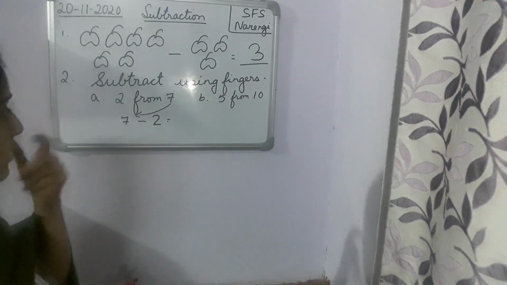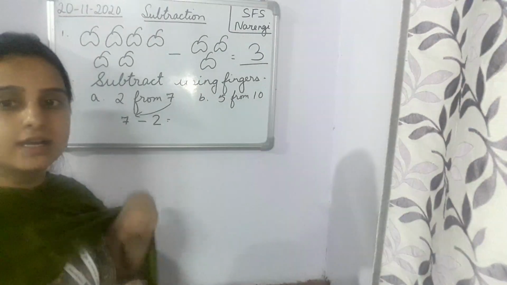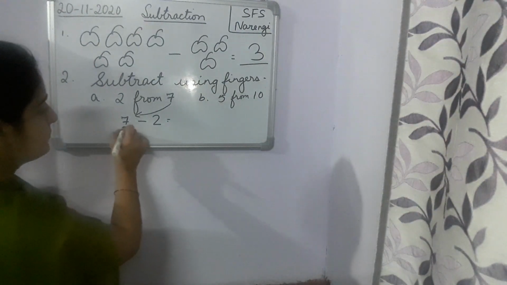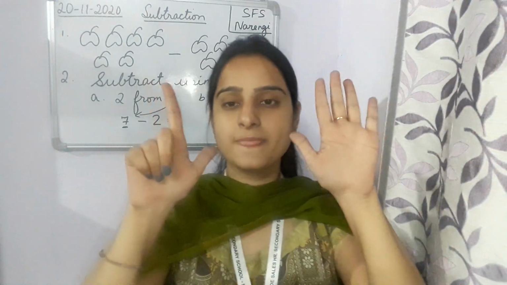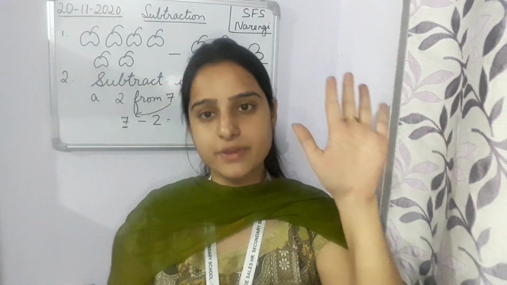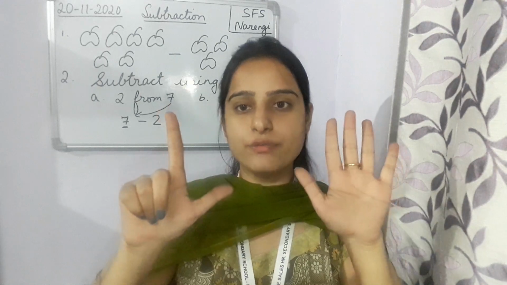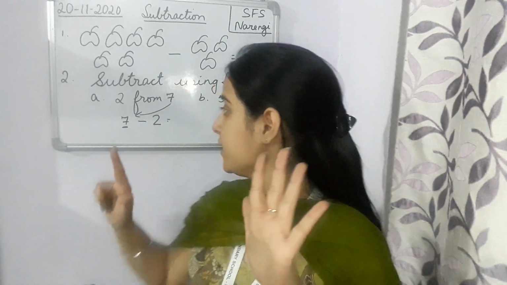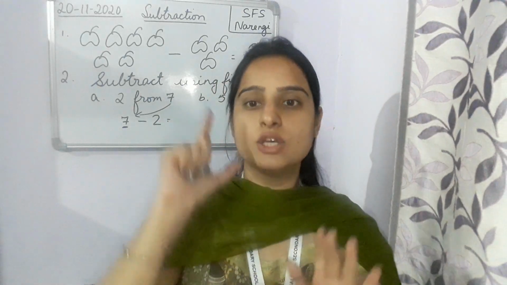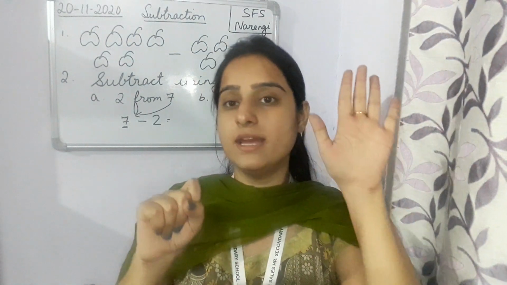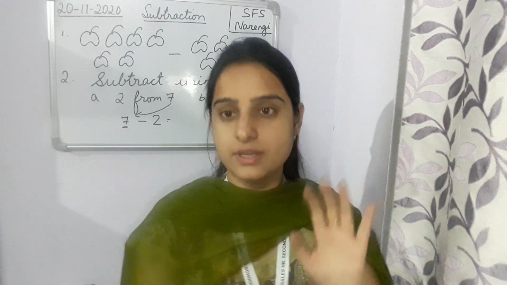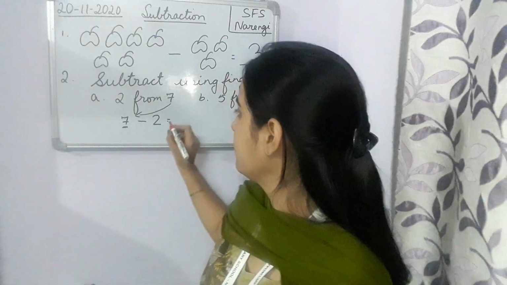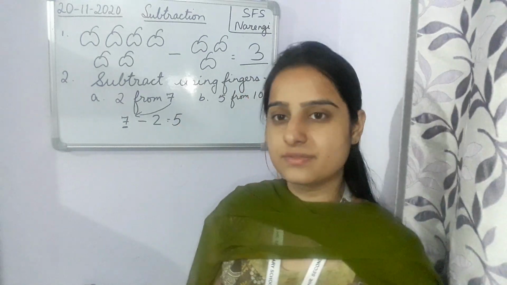Okay. So how to subtract using the fingers? What is the bigger number? 7. So you open 7 fingers, children. You open 7 fingers, 5 fingers in one hand and 2 fingers on the other hand. Okay. Now you cancel 2 fingers. Okay. Now how many number of fingers remain? 1, 2, 3, 4, 5. So what is the difference? 5. Okay.